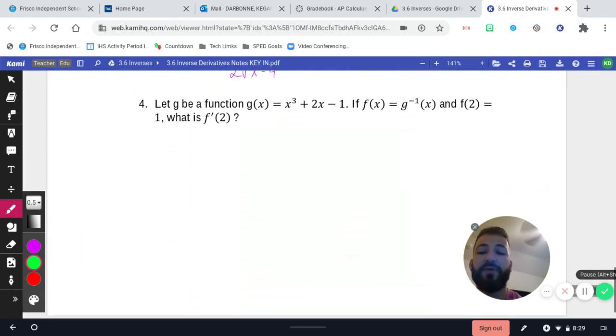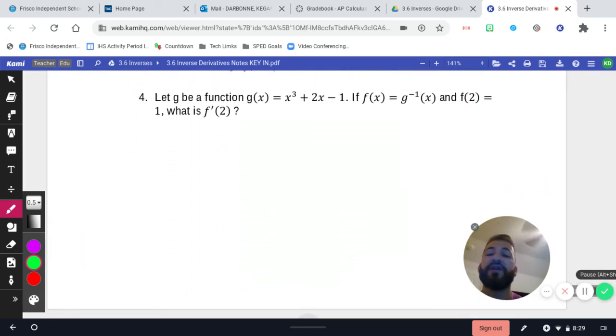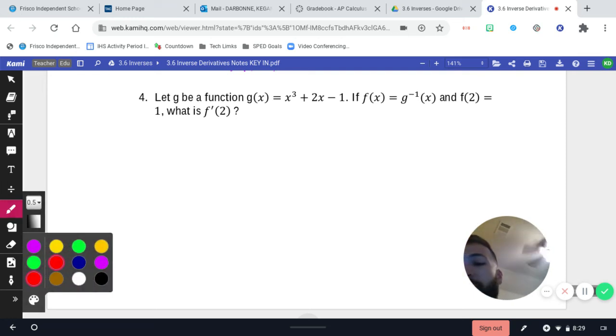Okay, one last example. So number 4, let g be a function. G of x is equal to x cubed plus 2x minus 1. If f of x is the inverse of g, and f of 2 is equal to 1, what is f prime of 2? Okay. So this one, they kind of switched f and g on us, but this whole thing still holds true.